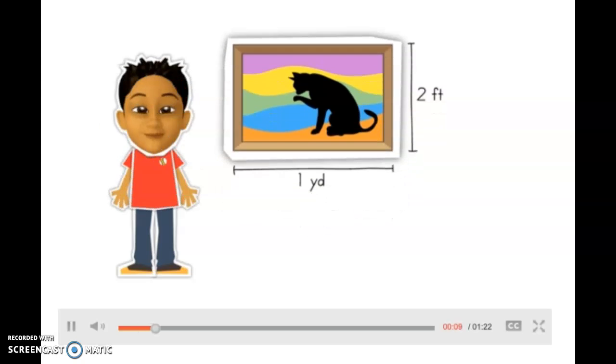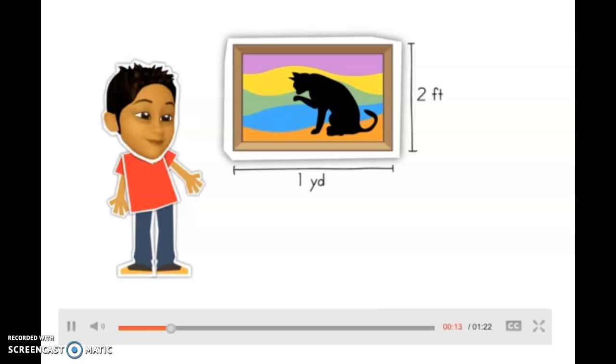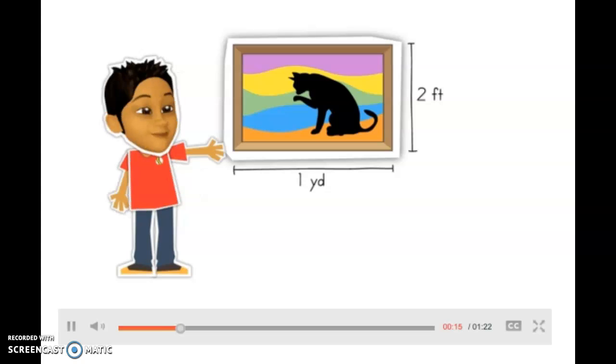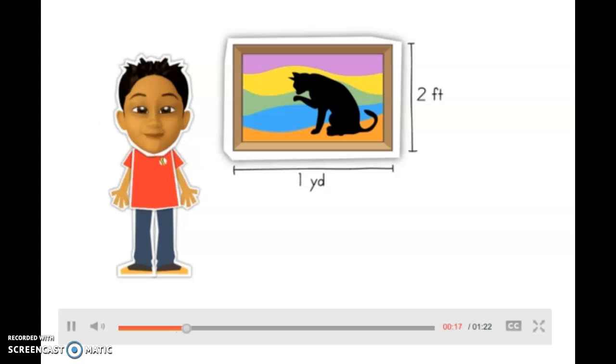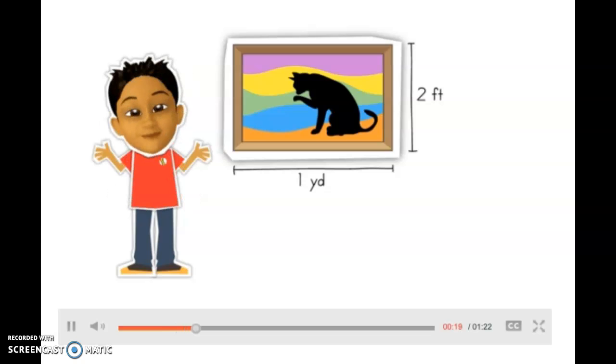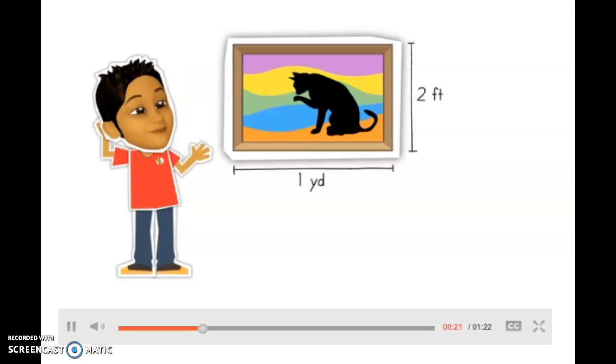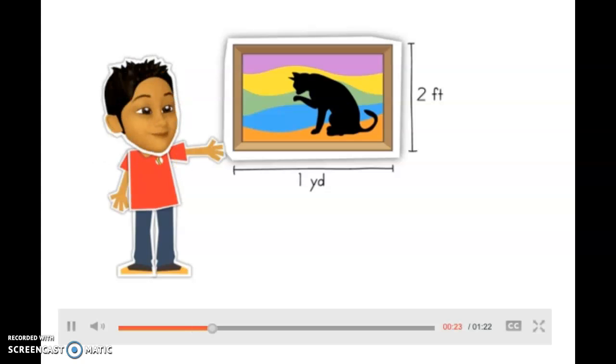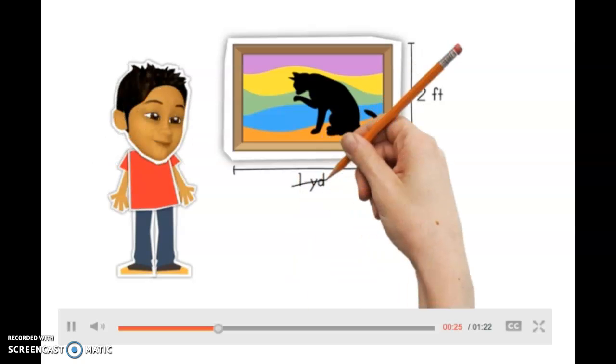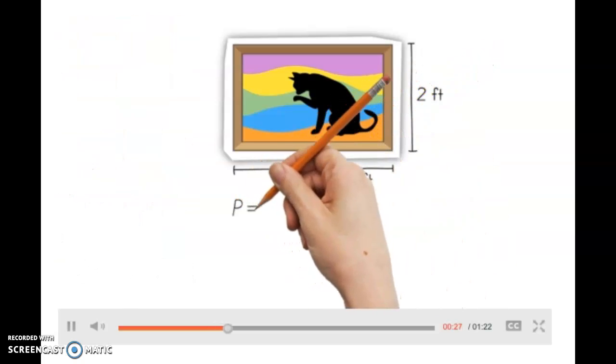Me too. My frame costs $2 per foot of perimeter. So, what is the cost for this one? Let's figure it out together. Okay. First, we need to get the perimeter in feet, but the length says 1 yard. Well, 1 yard is 3 feet. Let's use this formula.